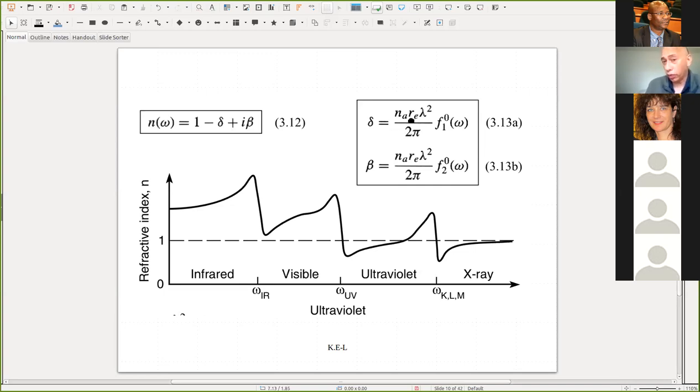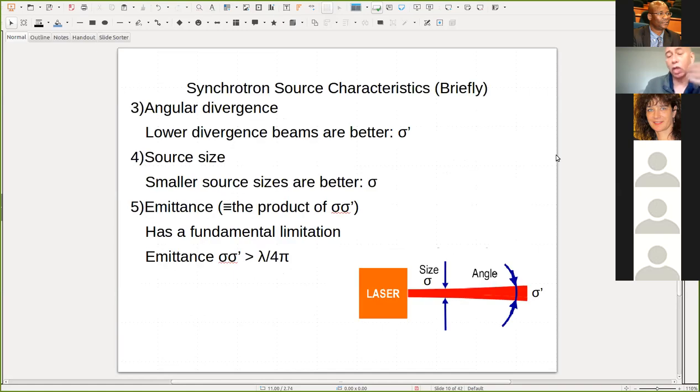So the density comes in, just a couple constants. In any case, the main point is that the refractive index is less than one, but very close to one. The difference is something like 10 to the minus 5. And that has an important consequence later.